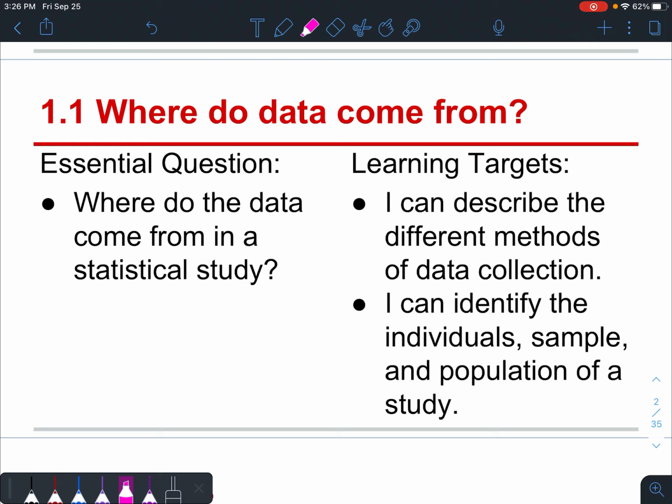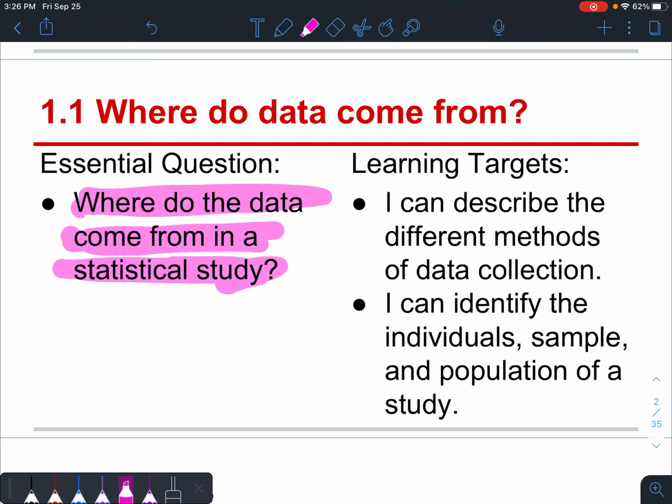1.1, where do data come from? That's what we're talking about. We're wondering, where do the data come from in a statistical study? As you're looking at that and thinking about that, there's all sorts of statistics that are thrown around at you. You look at any news or any science reports, and statistics are going to be something that they cite when they have headlines or in reports. The question is, where do the data come from?